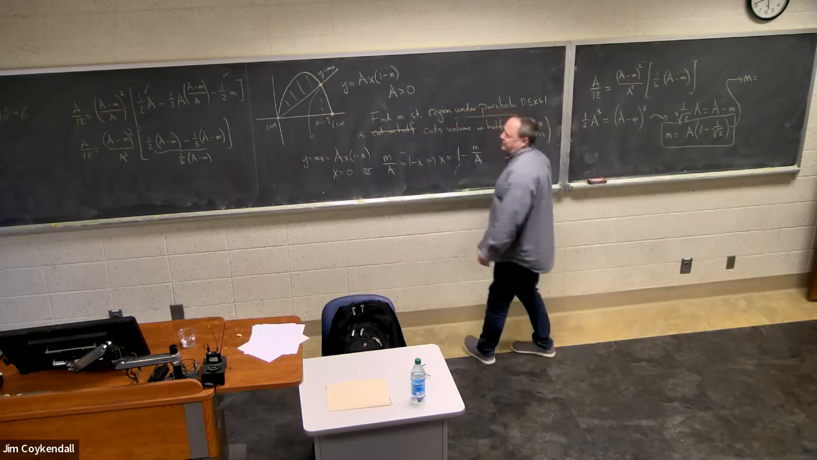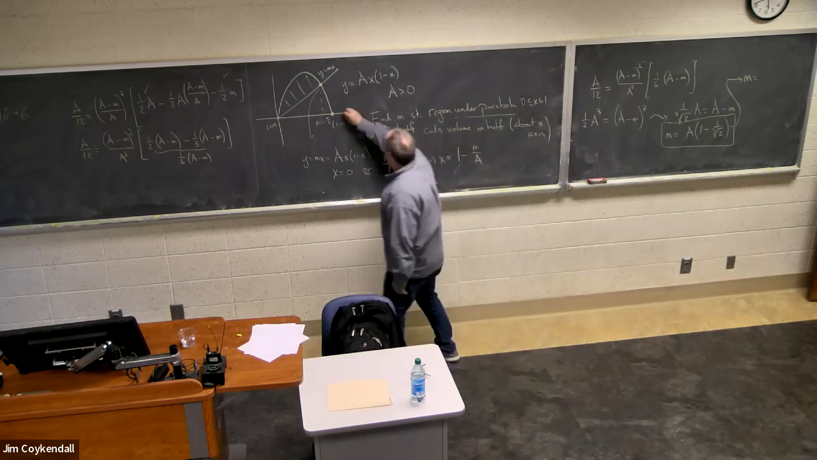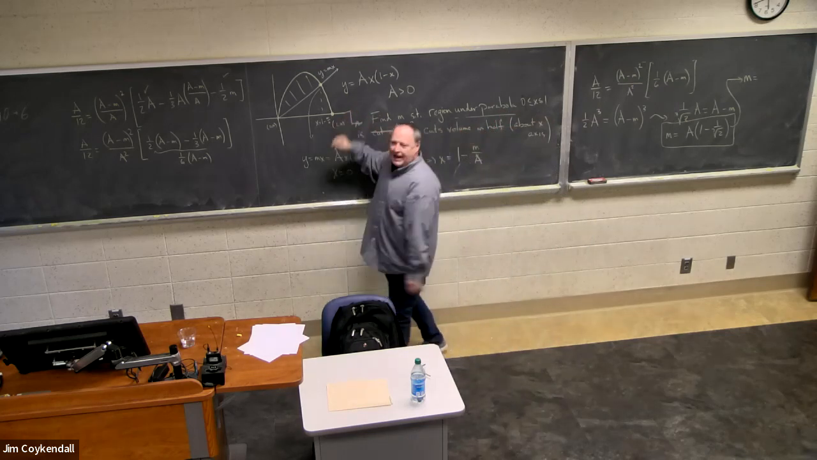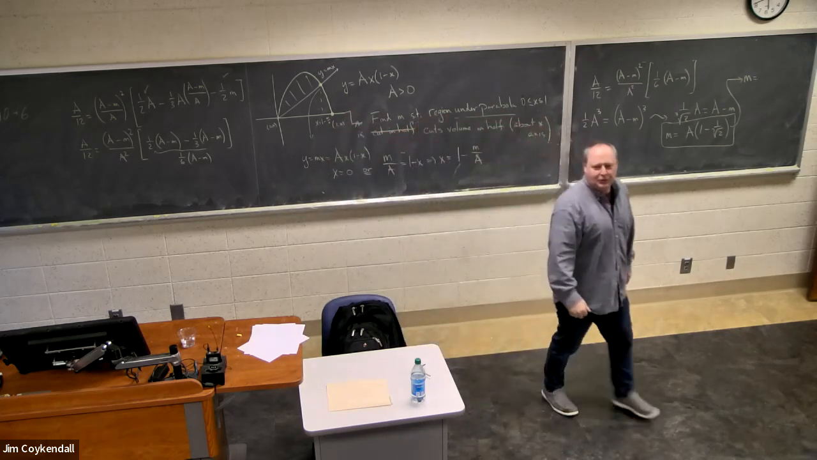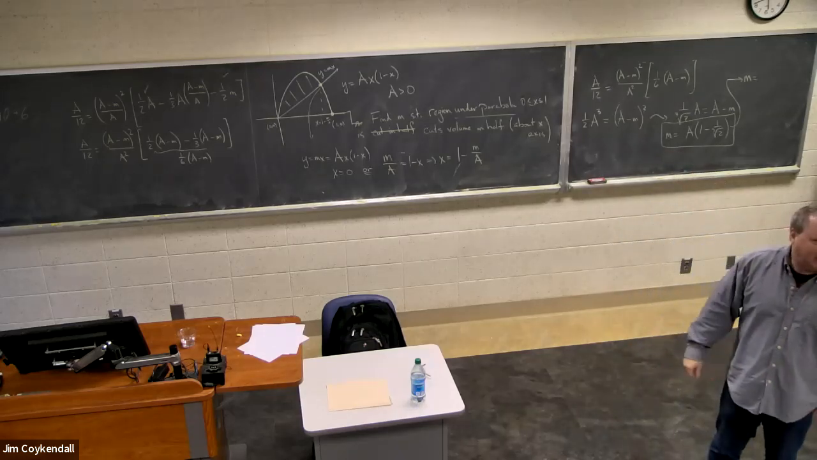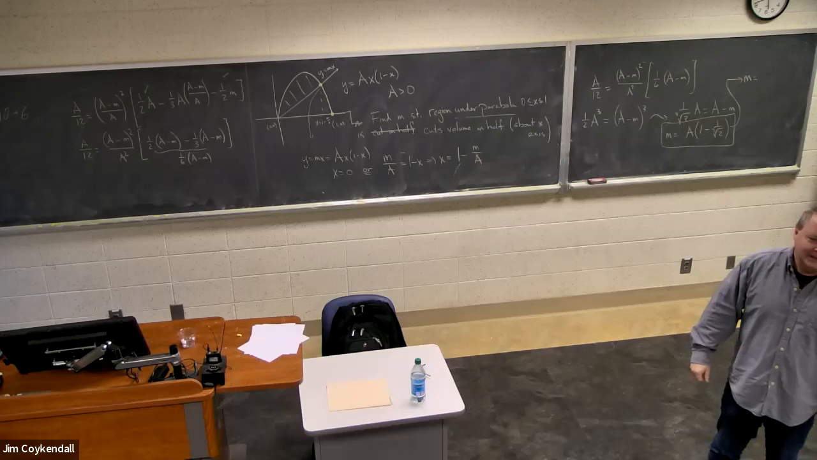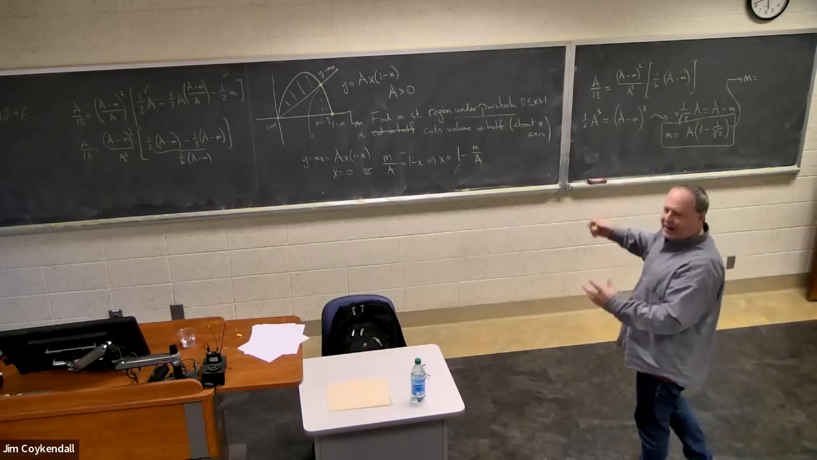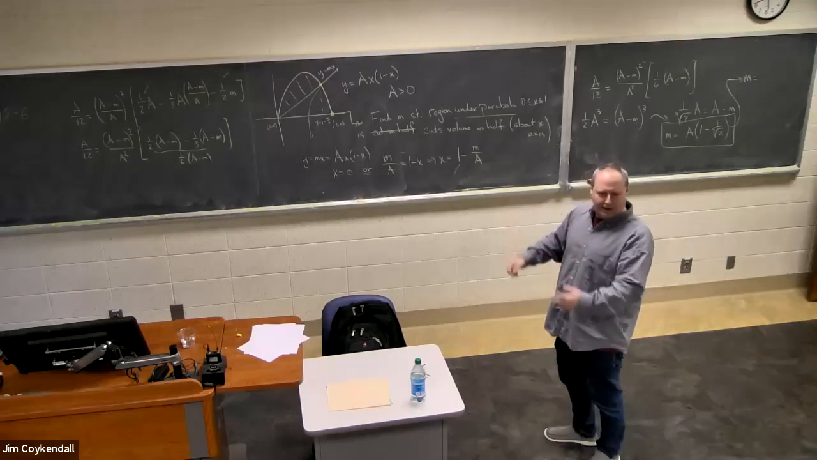Same problem, same picture, but this time rotate it around the x-axis and tell me the value of the slope that cuts the volume in half. Same idea, right? Instead of finding the area, just spin this around and cut the volume in half.